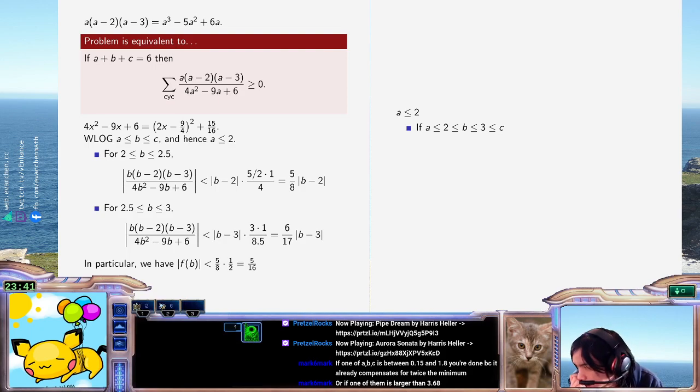Okay. Alright, time to differentiate. So I think the following claim should be true. I'm convinced this should be the case. Claim: we have x minus 2, x minus 3 over 4x squared minus 9x plus 6 is at least the min. Sorry. It's at least some piecewise function.